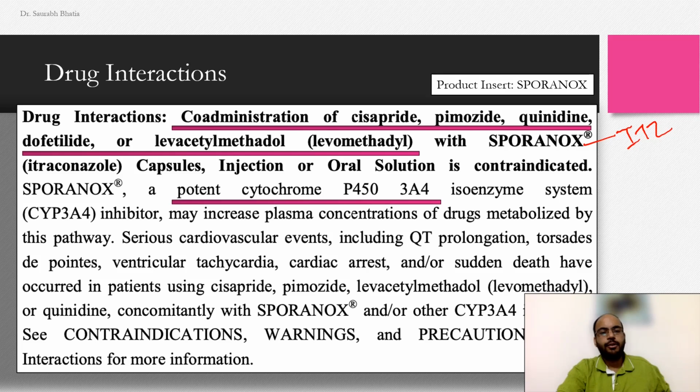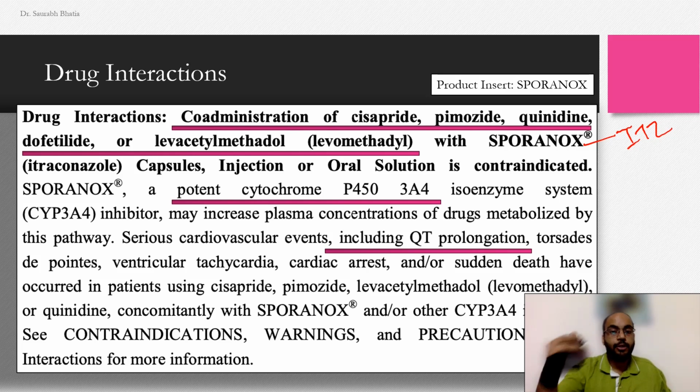Because itraconazole is a potent cytochrome P450 3A4 enzyme inhibitor, we must be very careful while giving it for fungal infection. The QT prolongation is a very serious side effect. Congestive heart failure, along with arrhythmias and ventricular dysrhythmias, we need to be very, very careful in using it in patients that may have risk factors for these disorders.